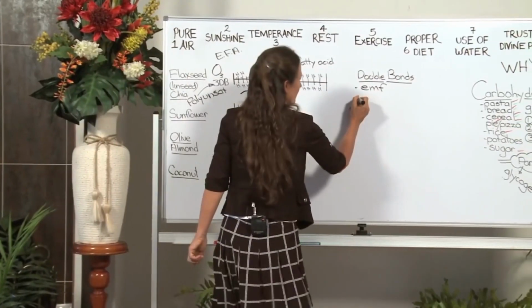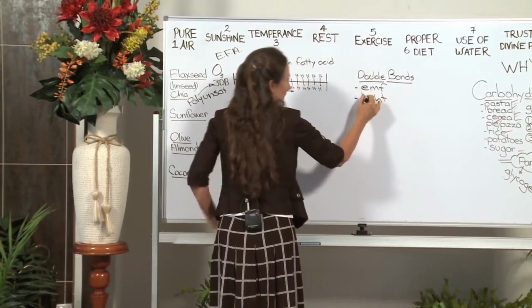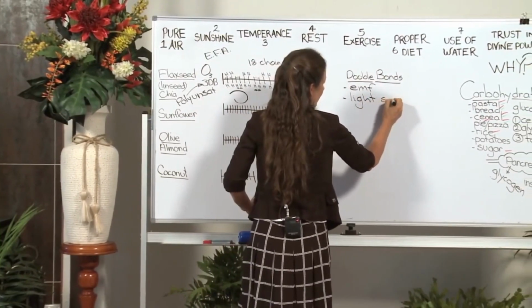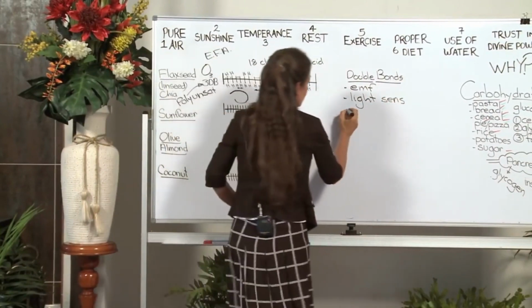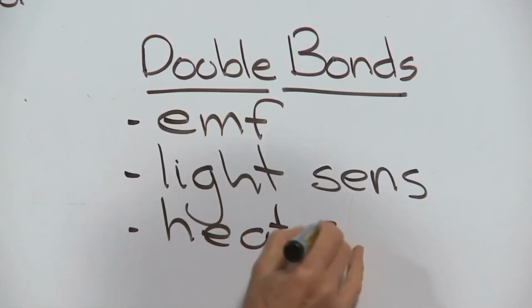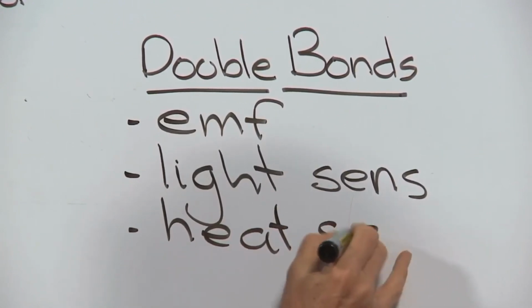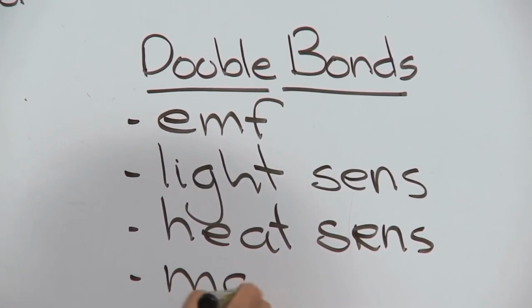Double bonds are also light sensitive. That means the light is attracted into these empty spots. Those empty spots are also heat sensitive. The heat is attracted in. And they also act like a magnet to oxygen.